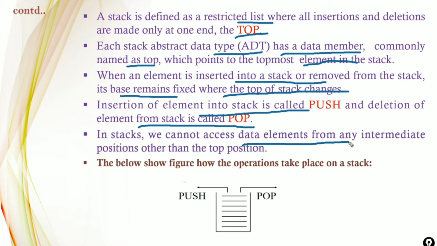In stack, we cannot access data elements from intermediate positions other than the top. That is, only from the top position elements can be accessed at any time. Intermediate position elements cannot be accessed. This is the stack. The elements are arranged like this. This is the topmost position. From the top only, we can push elements into the stack. We can pop the elements from the stack.